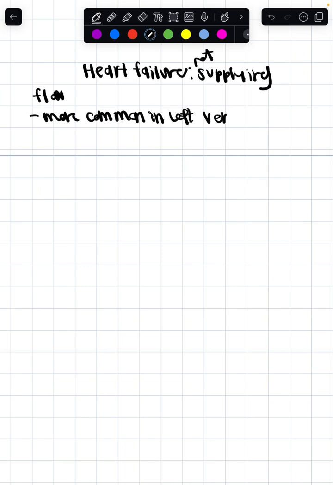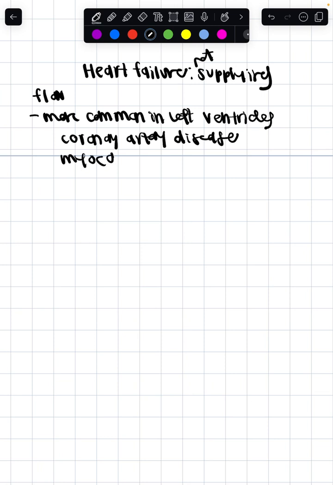But there's two types of heart failure. The most common causes of both types are coronary artery disease, where we get buildup of soft atherosclerosis in the coronary arteries, and also myocardial infarctions, so your heart attacks. So there's two types, like I just mentioned. We have something called systolic failure and diastolic failure.